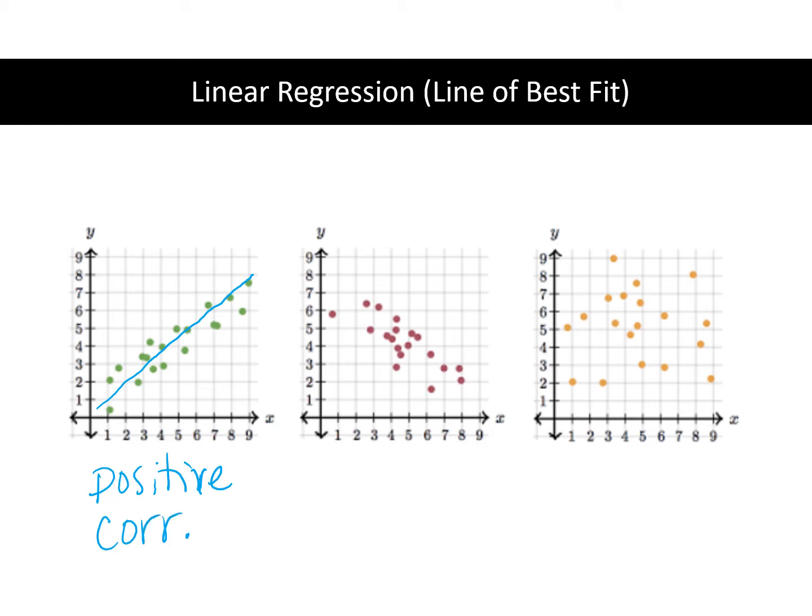The one in the middle with the kind of reddish dots, if I sketched in my line of best fit, would look something like that. Those dots are going, quote, down the hill. So that would be a negative correlation. And then the last one, the dots are just kind of scattered everywhere. There's no pattern. And this is the one that we say has no correlation. So I'm not able to draw a line of best fit.